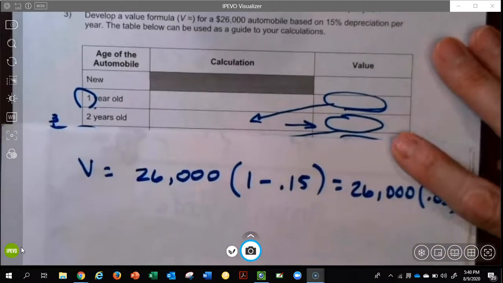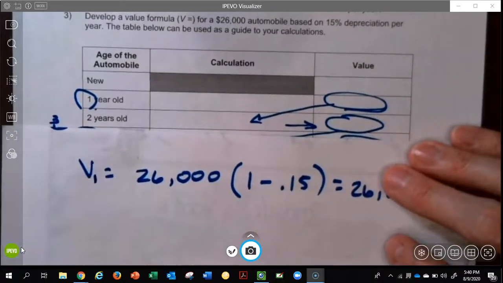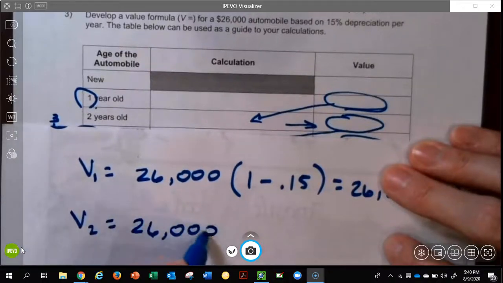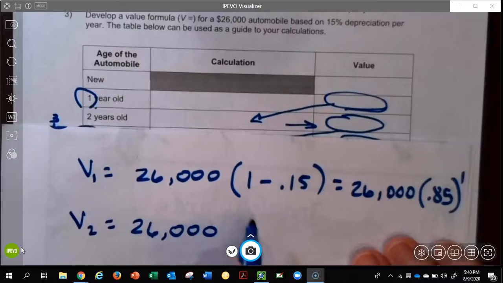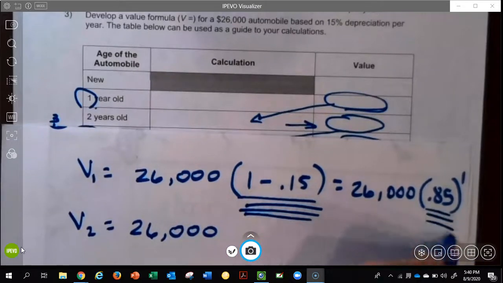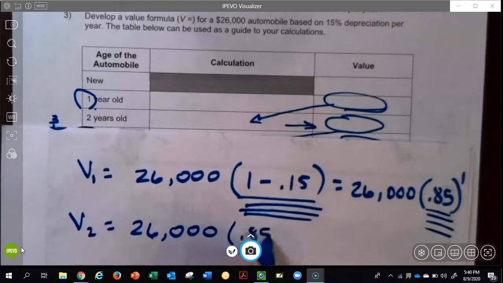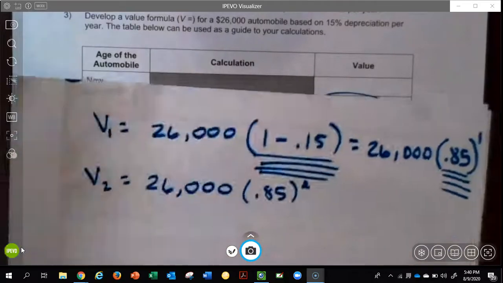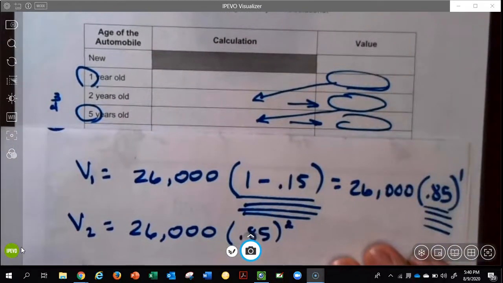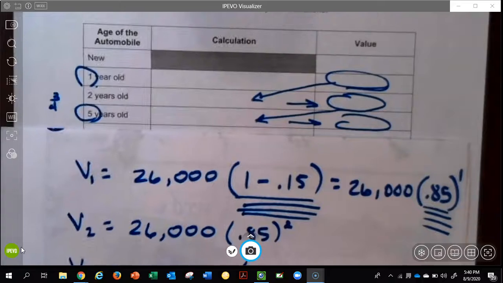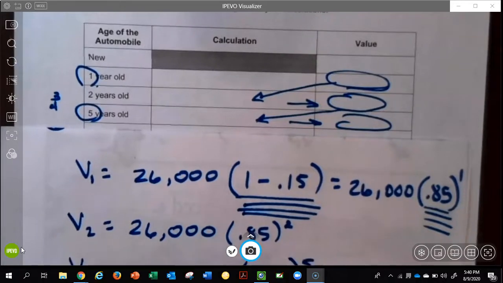So I am going to play around with the 2. I'll just say the value at 1 year. The value at 2 years. This is a great time to be a guessing person to think, well, I'm going to need to do one of these and another one of these, which is one of these and another one of these. So I'm going to get 0.85 to the second power for my 2 years. And what's going to end up happening when we get down here to 5 years is we'll do the value for 5 years. We'll do the 26,000 times the 0.85 to the 5th power, etc., etc., etc.